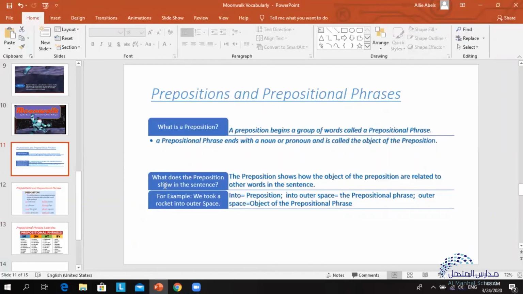So just to summarize what we have learned today about prepositions and prepositional phrases, it's basically a group of words that connects other words in a sentence. That is what a preposition and the object of a preposition does.